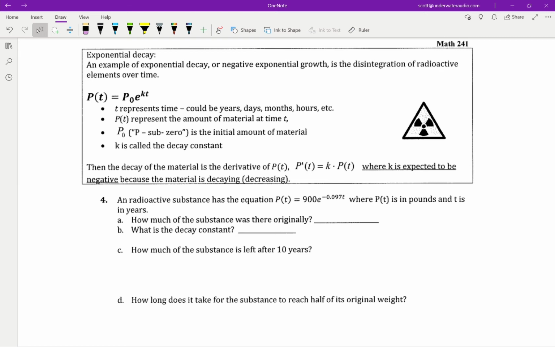Right, exponential decay. So the only real difference here is that this time k is going to be negative numbers. For number 4, a radioactive substance has the equation P of t equals 900 e to the negative 0.097 t, where P of t is in pounds and t is in years. How much of the substance was there originally? Okay, so we learned that that's this number out in front. So that's 900 pounds. And the decay constant is that negative number.